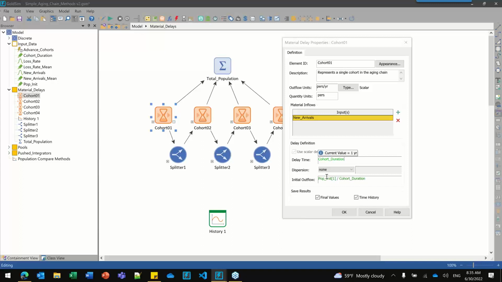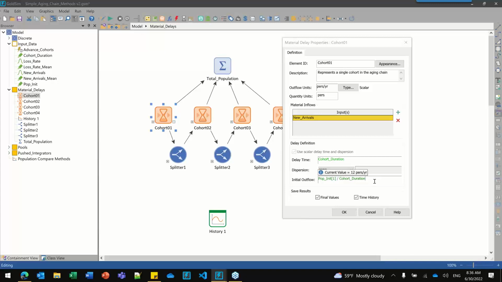Okay, and then the initial outflow, this is a little bit tricky. So you have to think of this in terms a little bit different than what you might with an integrator or reservoir or pool. Those elements, you defined exactly the amount of people that are sitting there at the beginning of the simulation. Well, in this case, we're talking about an initial outflow. So you have to kind of think of it a little bit differently. What you're going to be defining here is the initial outflow, what's coming off the end of the conveyor belt at time 0. So that's how it's defined.